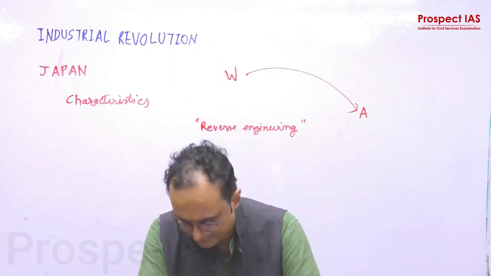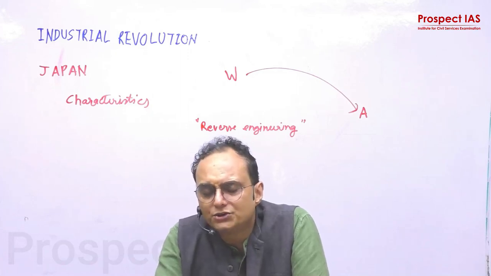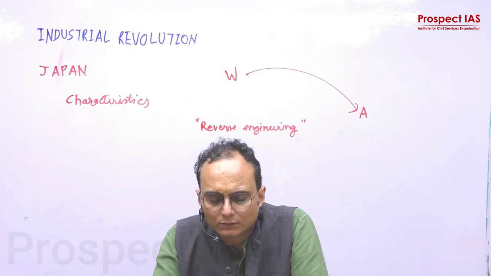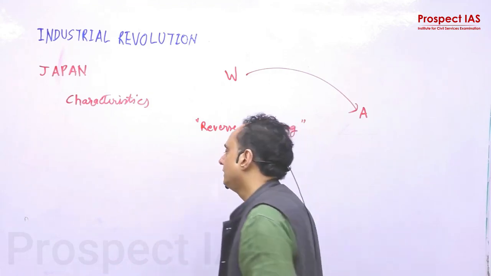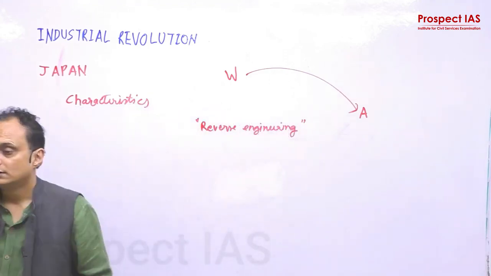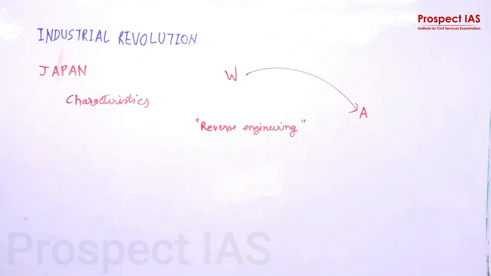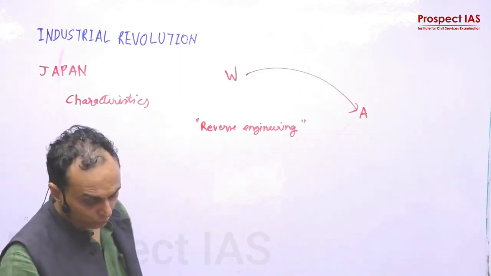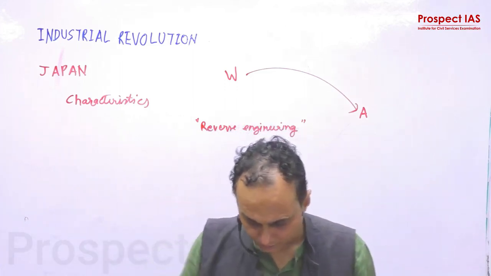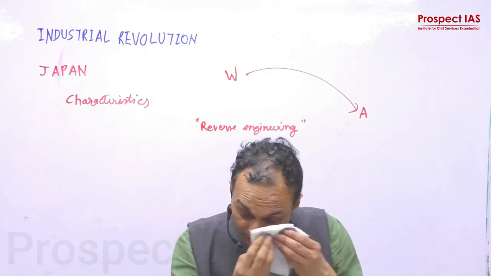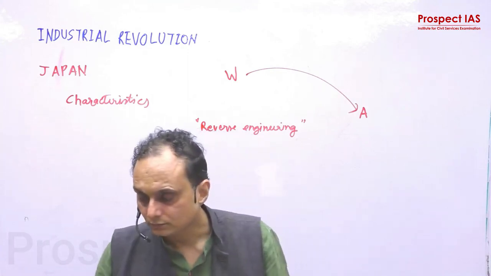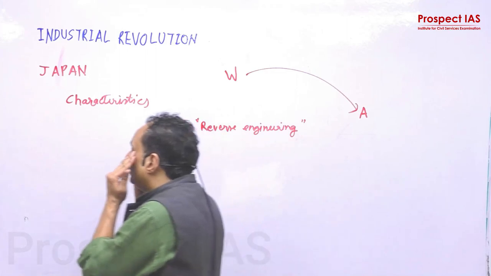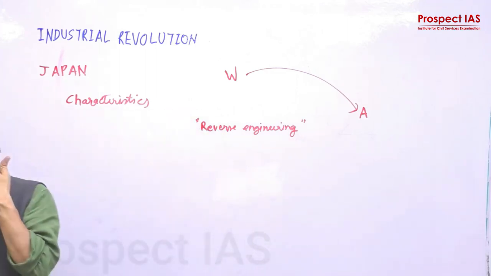Tools and technologies. Next point. Tools and technologies invented in the West were adapted through the reverse engineering model. Next point: very quick and fast industrialization.